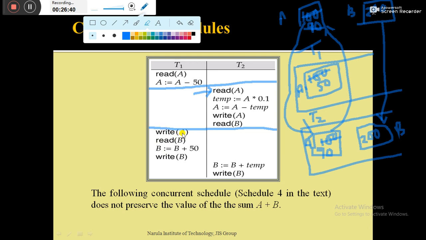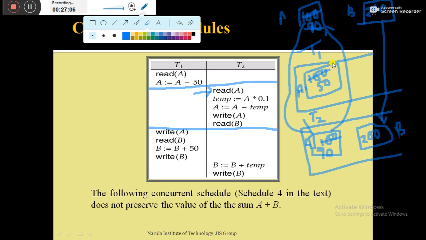So write A. Write A means what is the value of A? Actually the A will indicate this A, because this is the local buffer belonging to T1. So A means it will indicate the current content of A which belongs to the local buffer of T1. In that local buffer the value of A is 50. So that value will be written back over here.